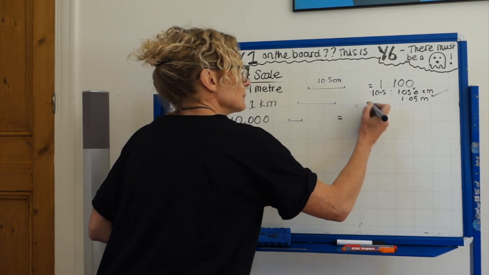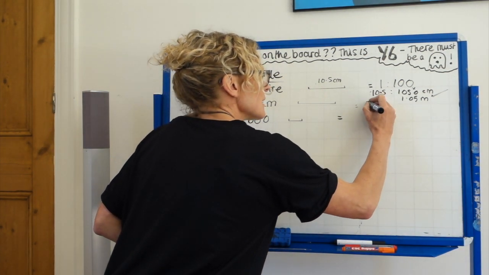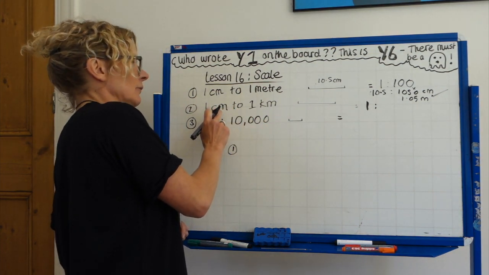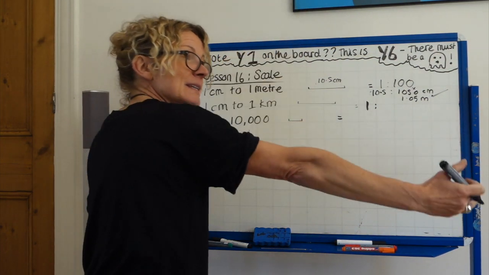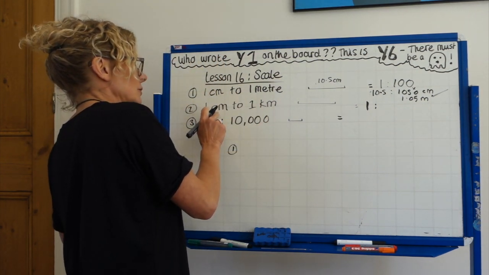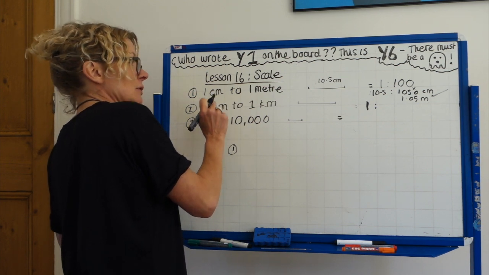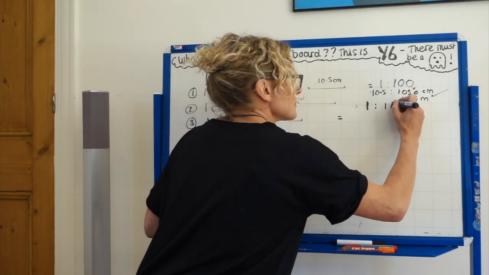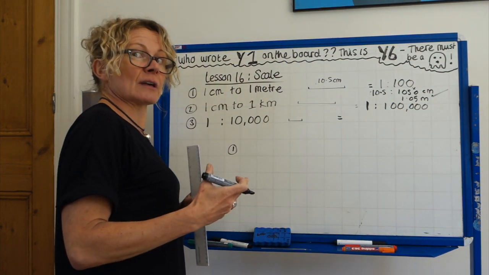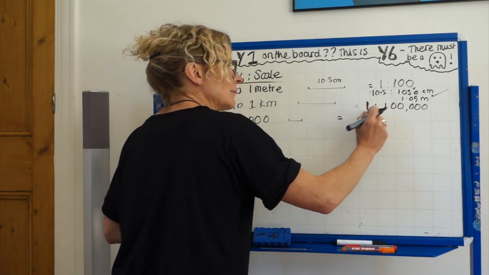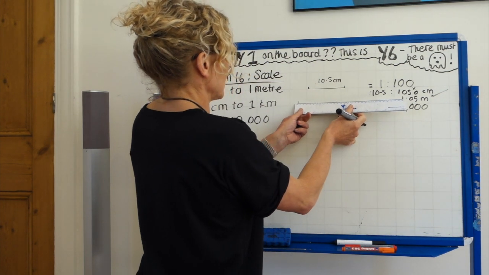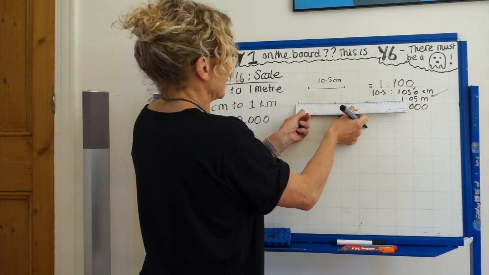So 1 centimetre in, so this is like a map almost, isn't it? 1 centimetre on the map equals how many centimetres in real life? Okay, so 100 times 1,000 is 100,000, of course. So for every 1 centimetre on the map, there's 100,000 centimetres in real life. Let's see if we can find out what scale this should be in real life then.